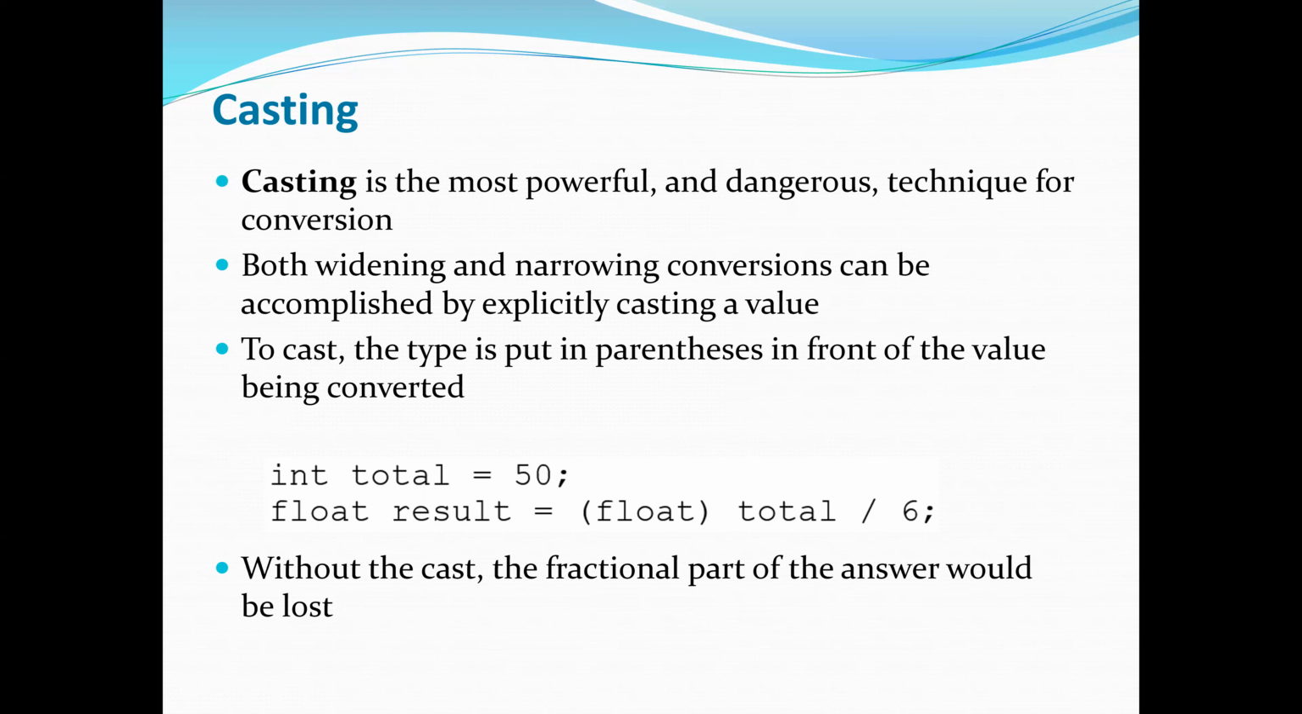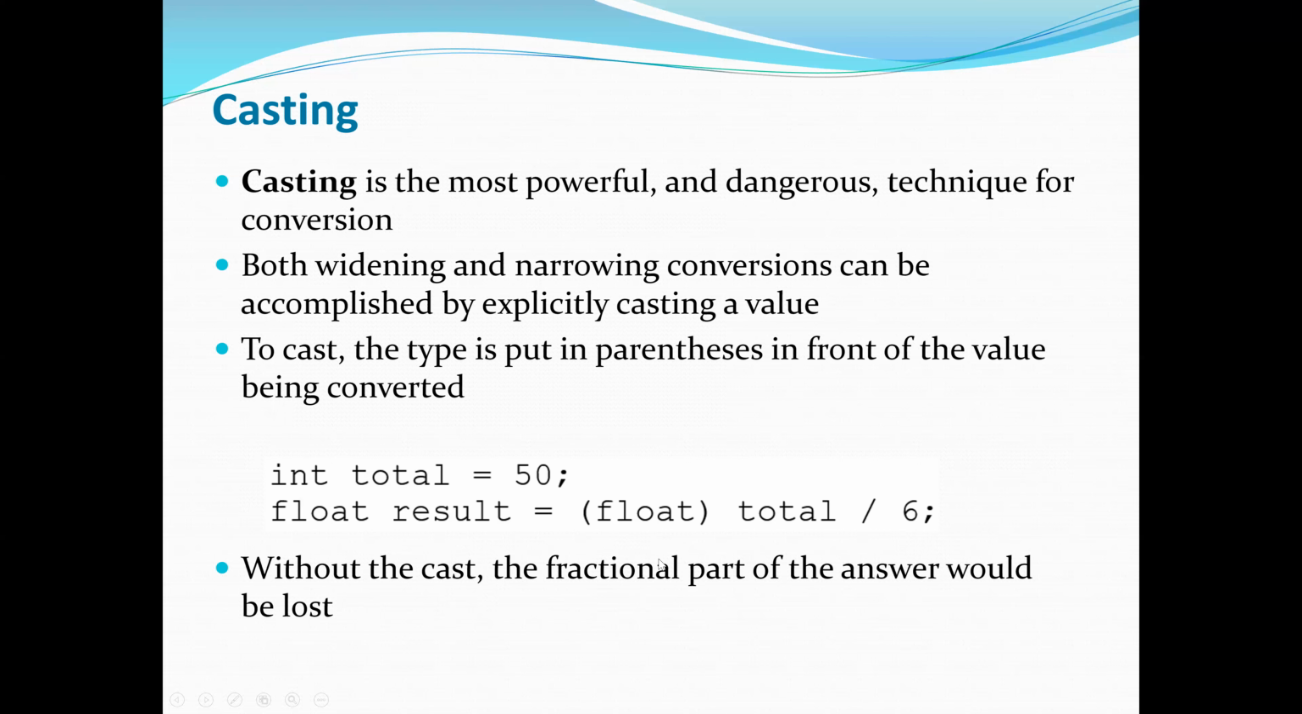So to cast, the type is put in parentheses in front of the value to be converted. So here's a nice example. Our total variable is int, but we want to cast it to float. So we just put float in parentheses in front of total. In this case, total now is a float data type, not int. Then we divide by 6. So our result will be a floating point result.